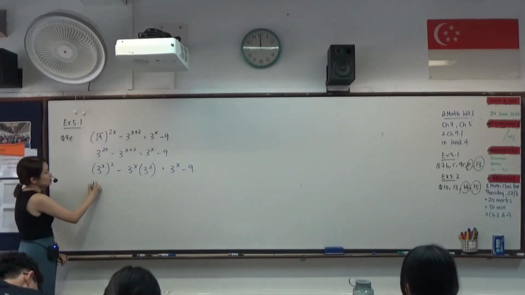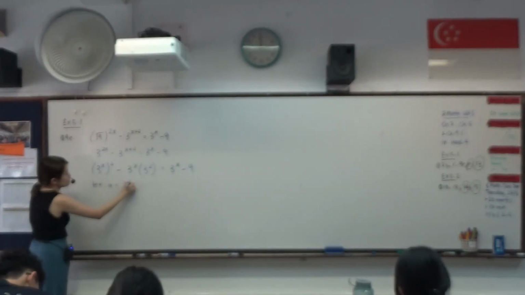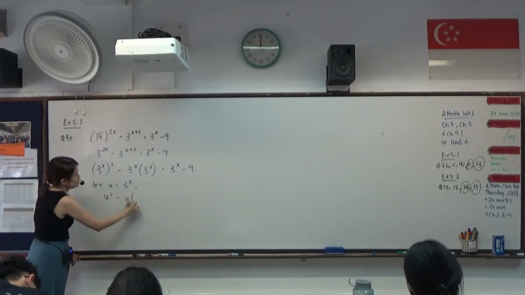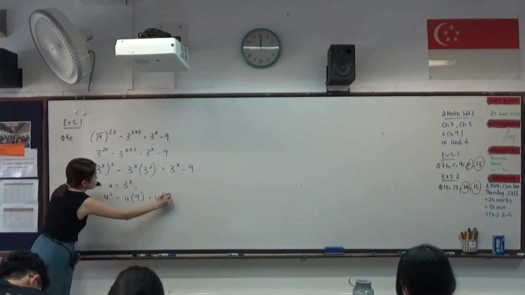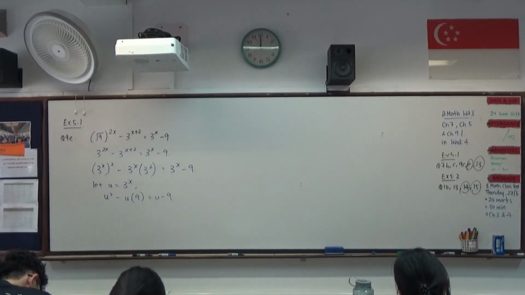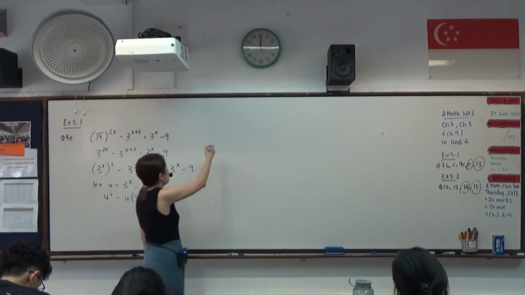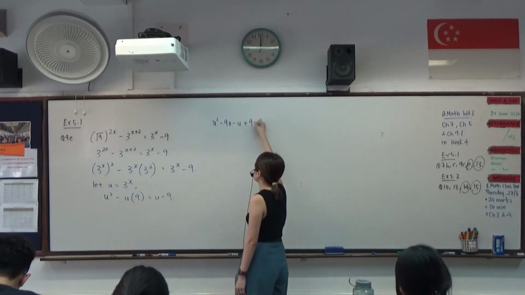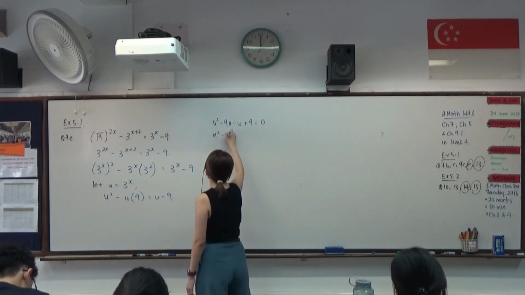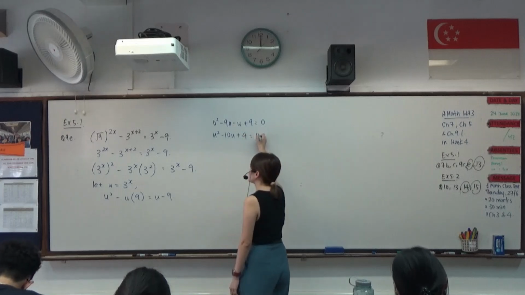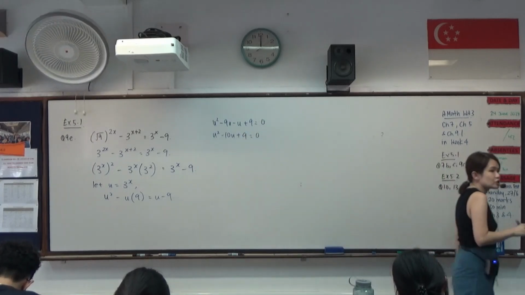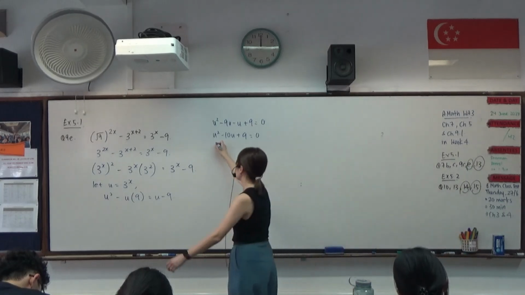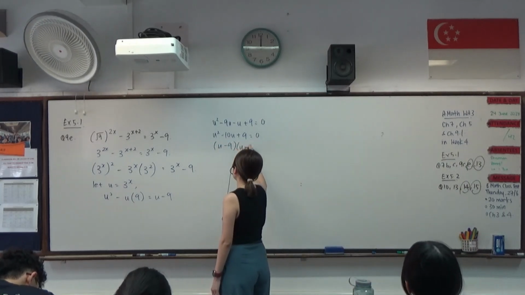Okay, so at this stage, we can let u be equal to 3 to the power of x, and we will have u squared minus u times 9 equals u minus 9. Then we arrive at a quadratic equation, u squared minus 9u minus u plus 9 equals 0. Then from here I trust that you can solve this quadratic equation. You can factorize this one: u minus 9, u minus 1.